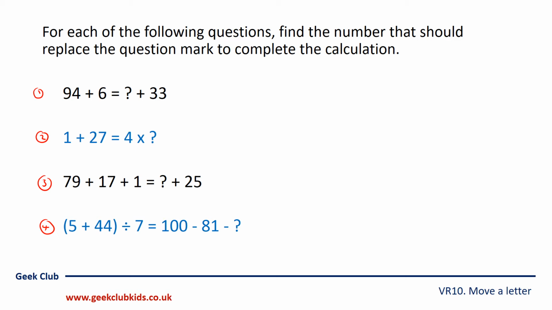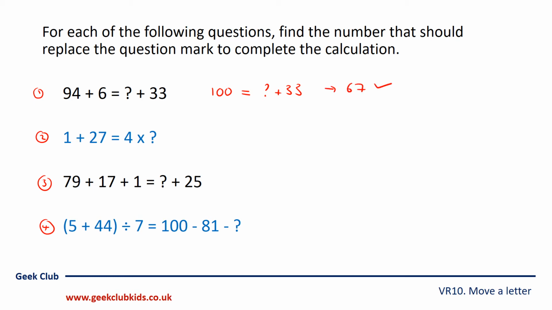Okay, let's do question 1 first. On the left side, we've got 94 plus 6, which we know equals 100. And on the right side, we've got something plus 33. So something plus 33 equals 100. That something must be 67.